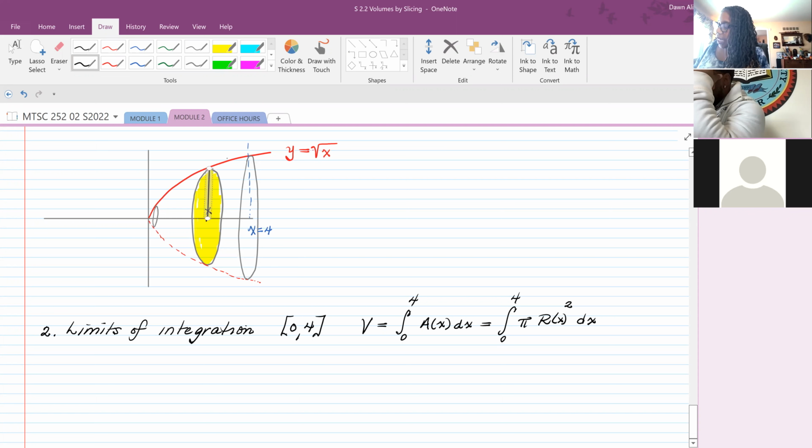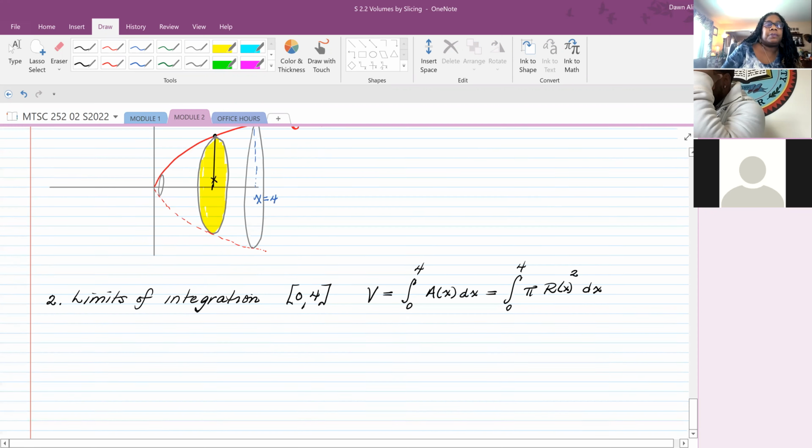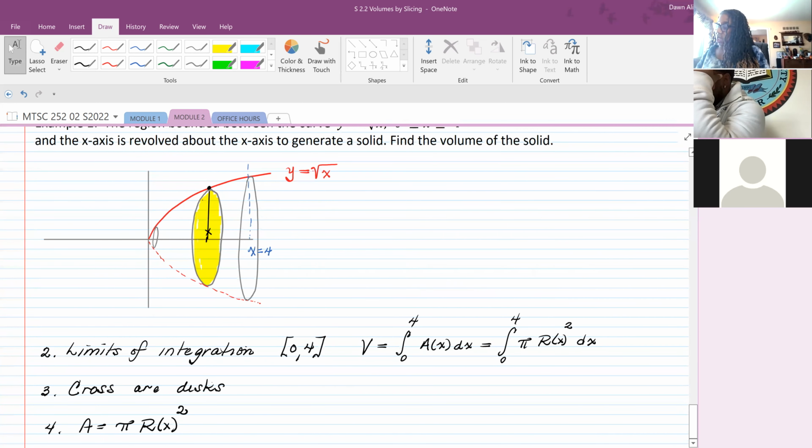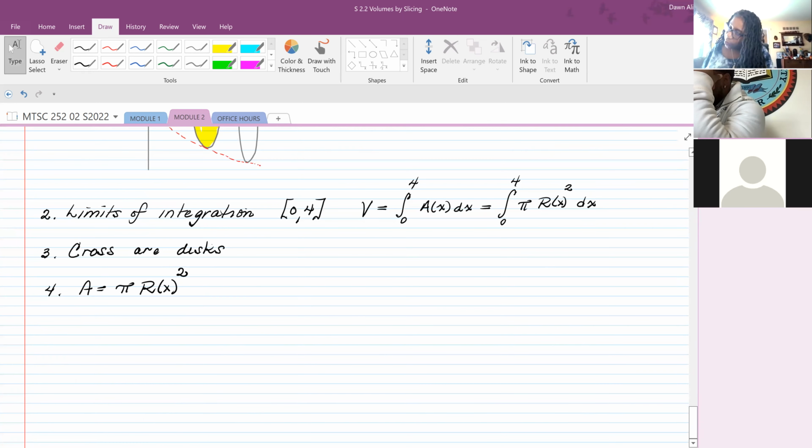So the radius is that height. Well, that height is y of x, which is the square root of x. So now I already know my cross sections are this. My area is just pi times r of x squared. In this problem, my radius is just the height y. So r of x is just y, which is the square root of x.